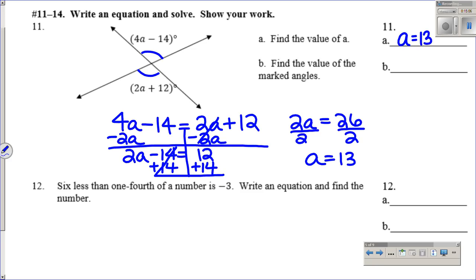And now to find the value of the angle, you can pick either expression. Remember, these two angles are congruent. I'm going to use the 2a plus 12 since it's positive. It looks a little bit easier to work with. So I'm going to substitute 13 in for a. So 2 times 13 and then add 12. So 2 times 13 is 26, and 26 plus 12 equals 38 degrees. If you use the other expression, you should still get the same answer. You would multiply 4 times 13 and then subtract 14, and again that still simplifies to 38 degrees.